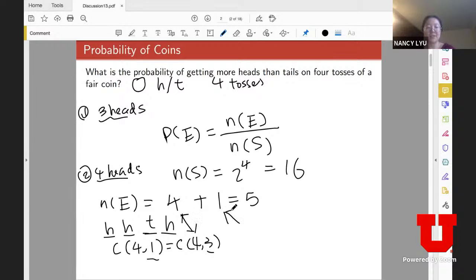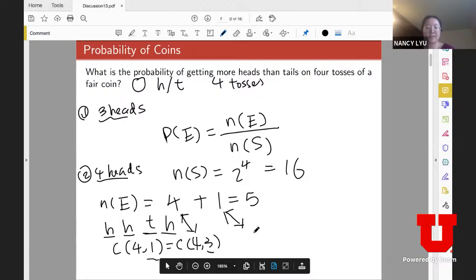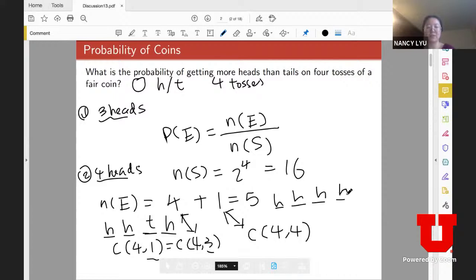And 4 heads is just going to be C(4,4), because once we have 4 spots and you want all of them to be heads, there should be only one outcome. And then you have a probability of 5 over 16. And this would be your final answer.